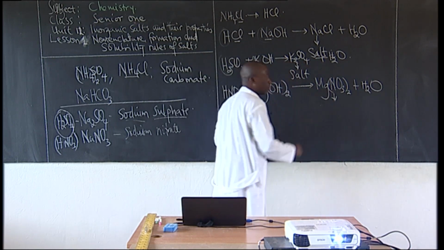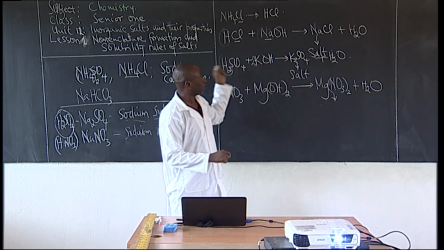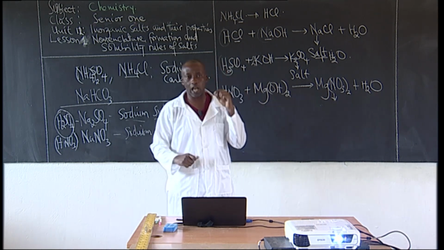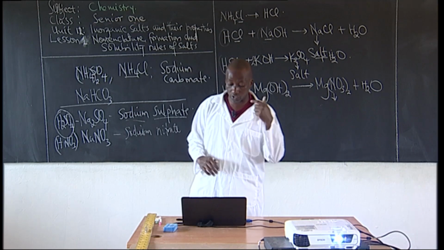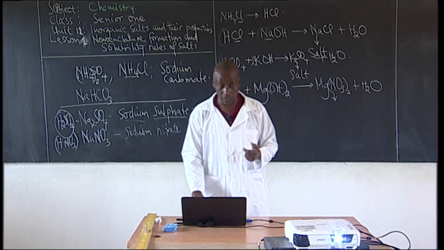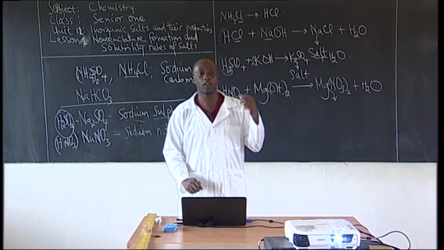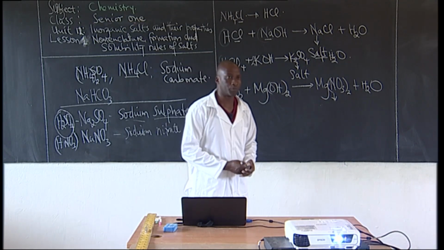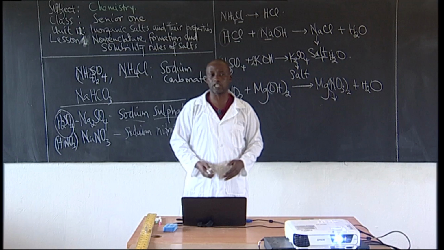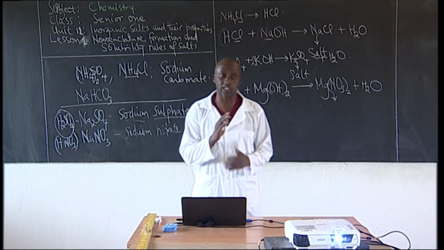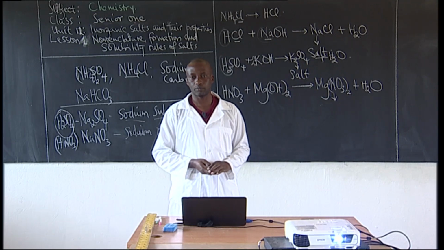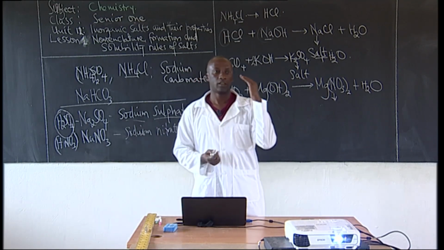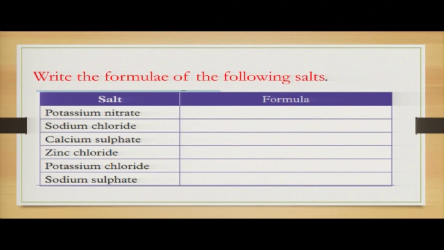So it is very important to note that salts are derived from acids, and salts are also named depending on where they are coming from. So can we write the formula of such salts? Those are some of the examples of the salt. I said salts, there are a number of them. So can we together write the formula of the salts? I hope you are writing down already.